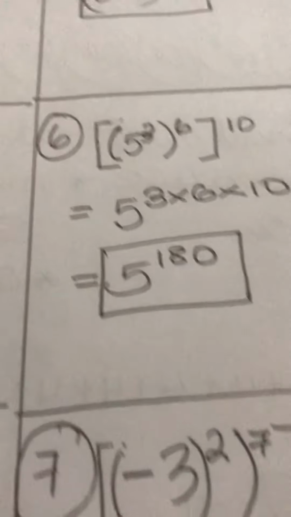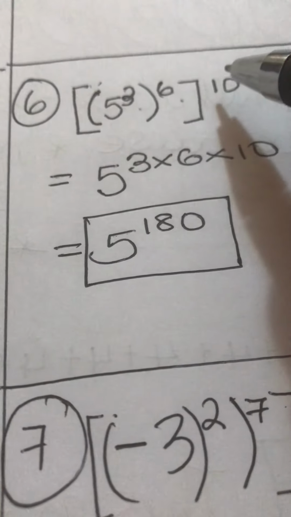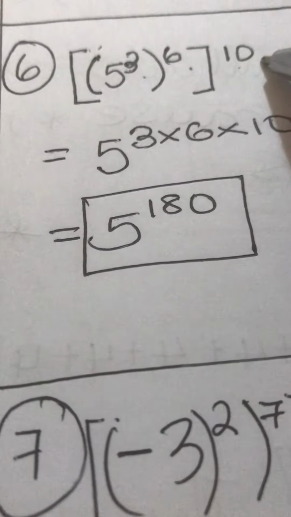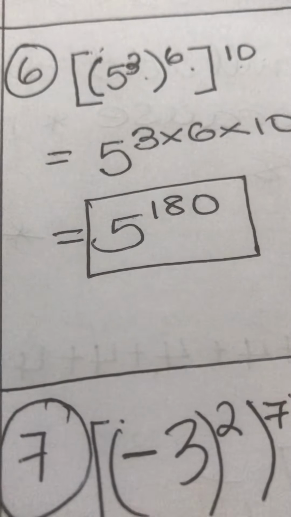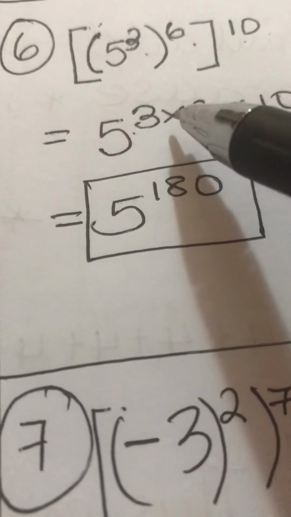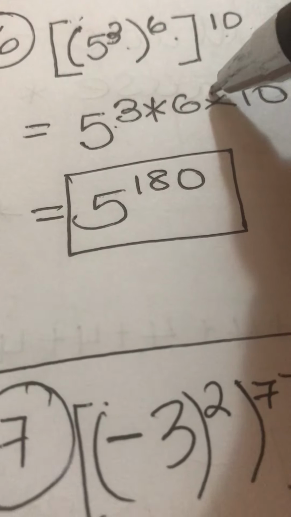Okay? All right, in question 6, I have 5 to the 3rd power raised to the 6th power raised to the 10th power. So you see how many exponents I have? 3. Just multiply all of them. So this is 5 as your base, and then you write all your exponents with the multiplication sign. Please use star or dot. Don't use X.